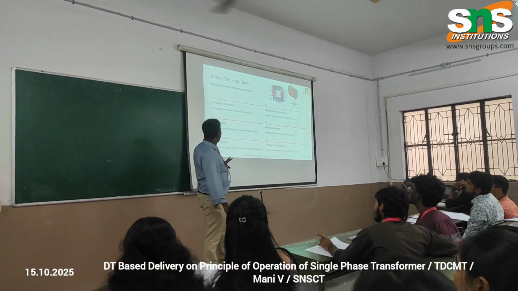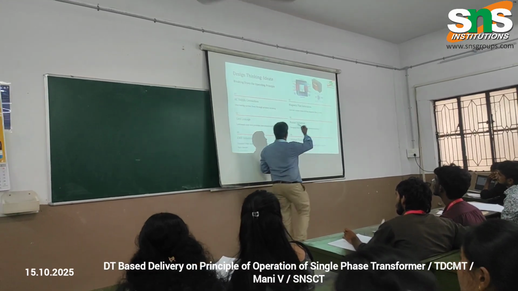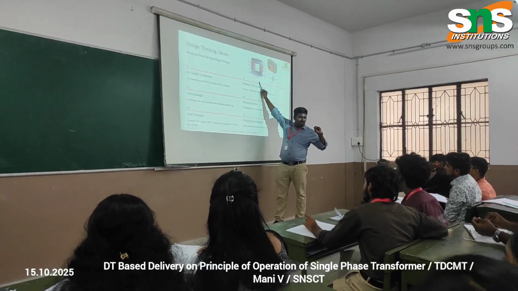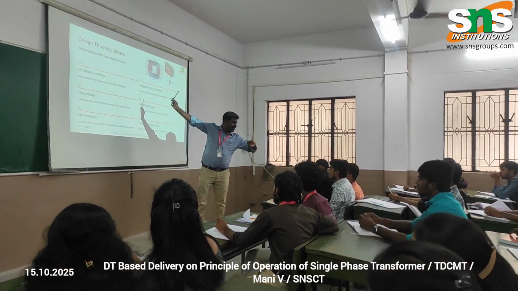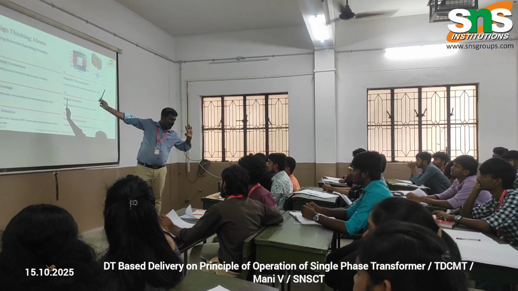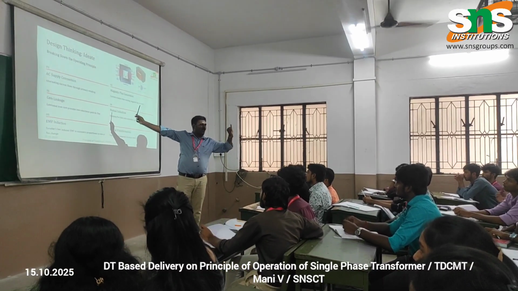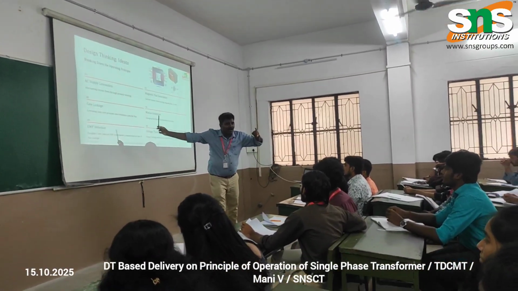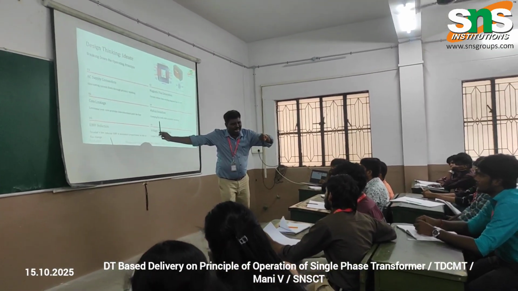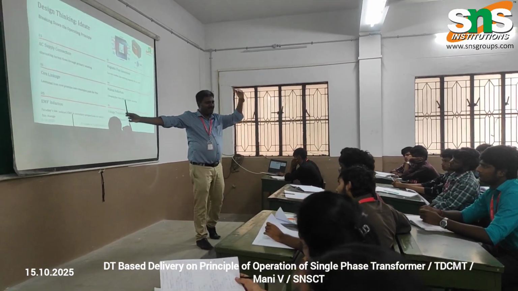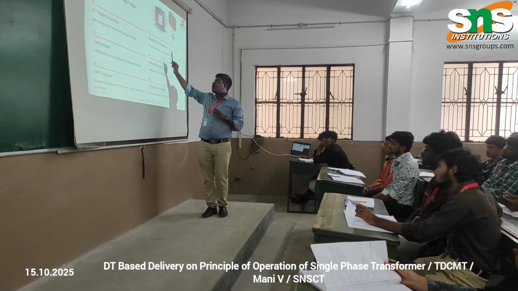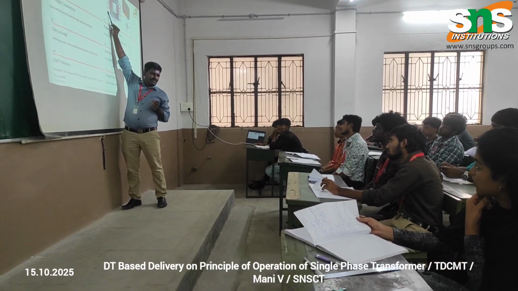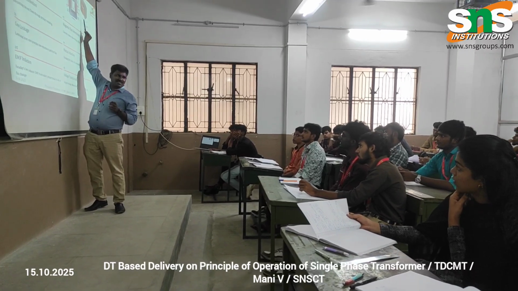So in this ideal transformer, this is nothing but the transformer core. The transformer core is made up of silicon steel. Why is it made up of silicon steel? To provide low loss transfer, so the maximum flux will flow from one circuit into another circuit. And it has two windings. One is called the primary, which is connected with the source, and the secondary winding is connected with the load.